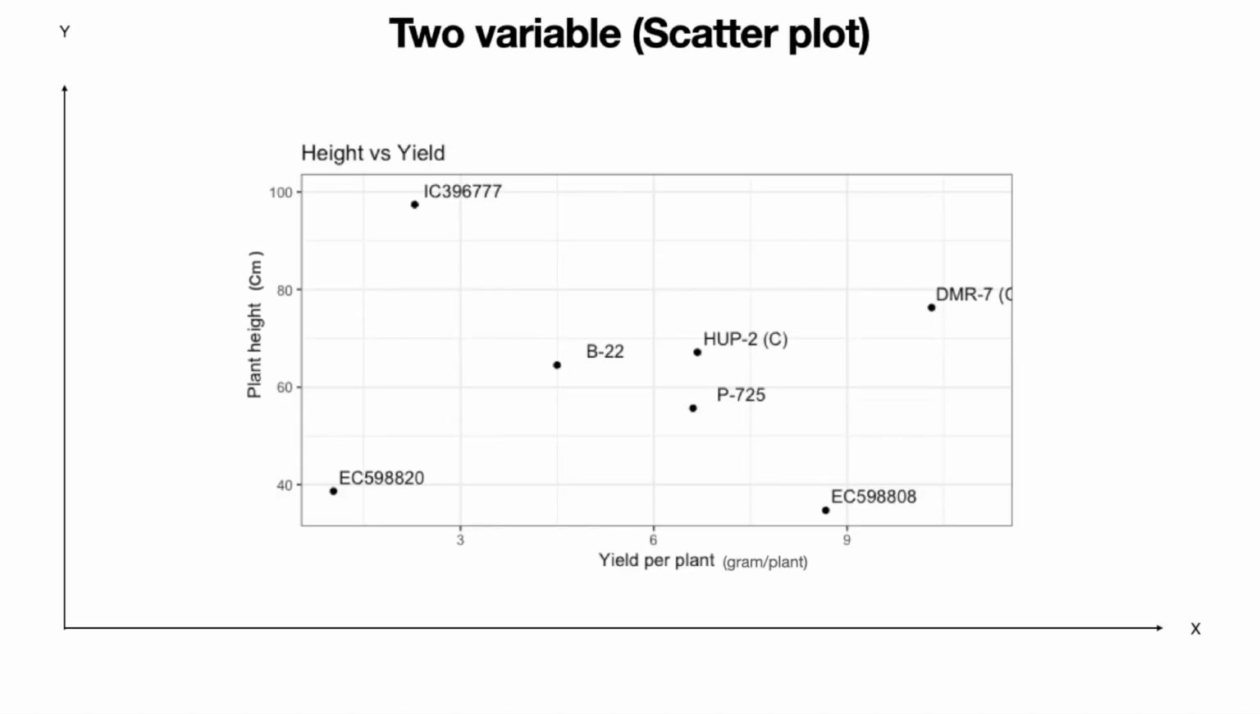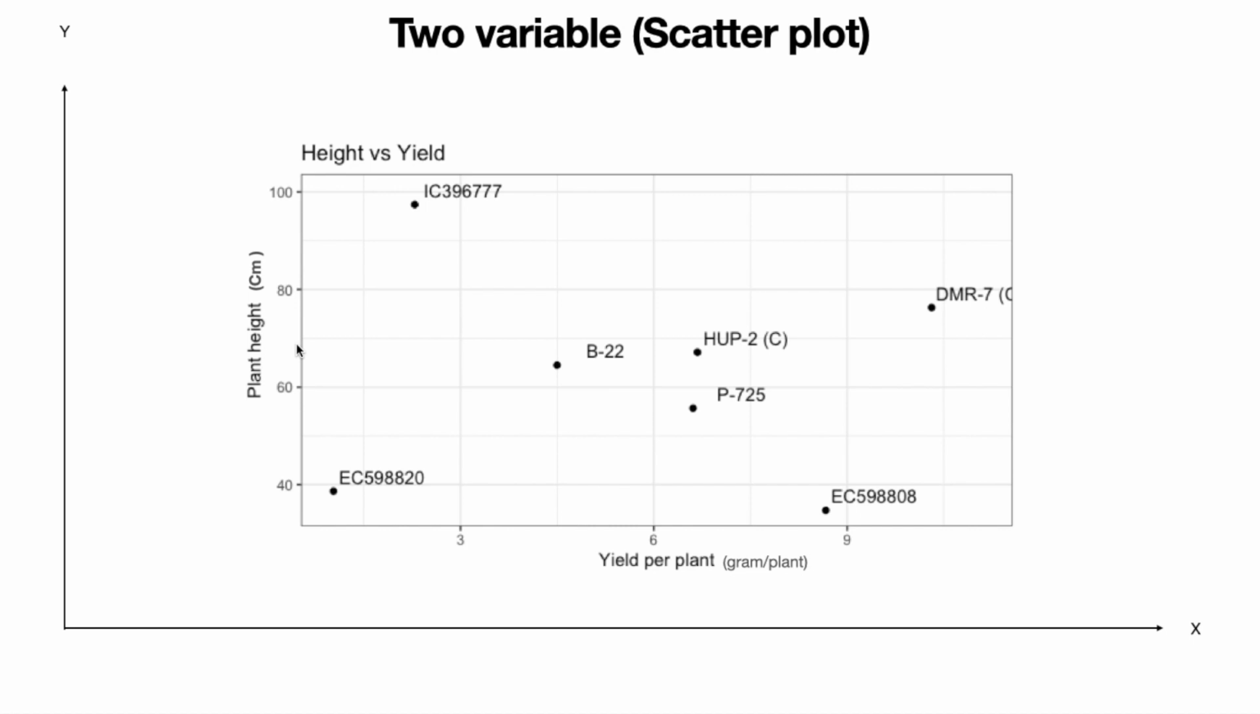If we have two variables, suppose plant height and yield, we can use a scatter plot, considering yield on the x-axis and height on the y-axis. Here you can see B22 on the scatter plot. Here in the scatter plot, we can guess the height of B22 is somewhere around 65 centimeters, and the yield is exactly around 4.5 grams per plant.